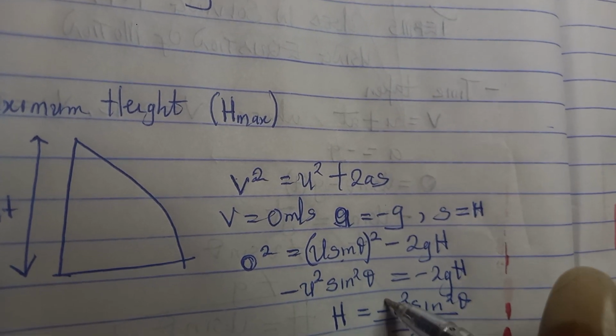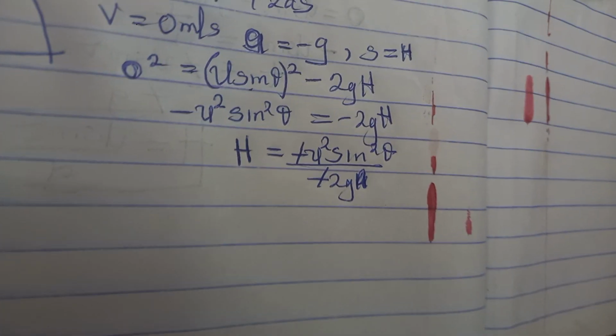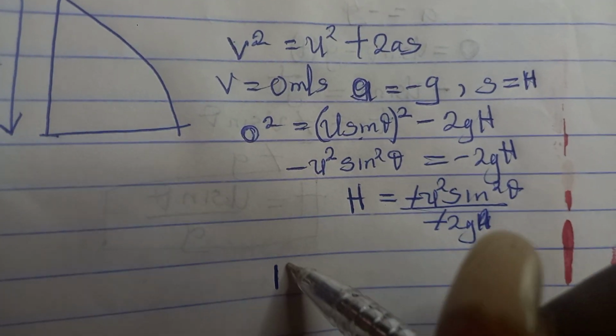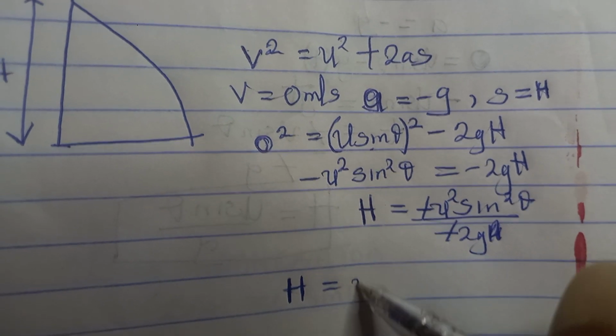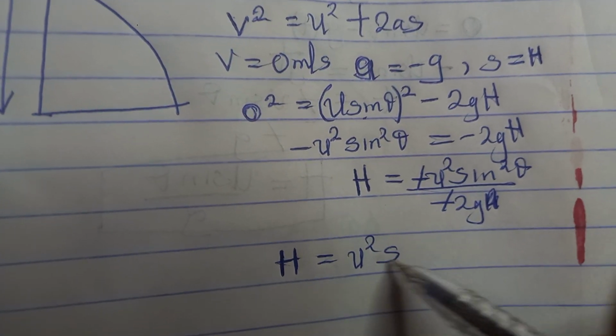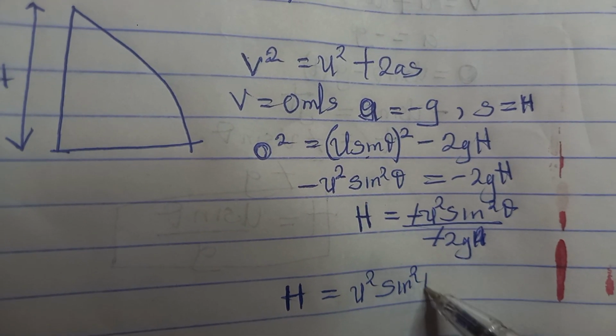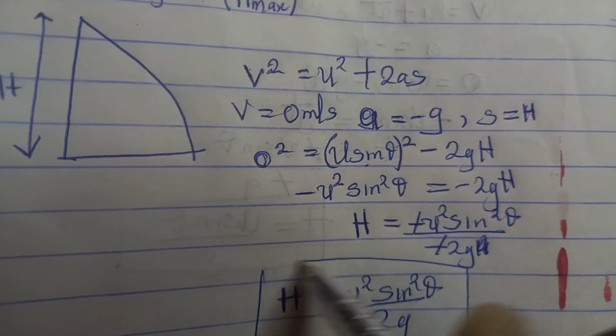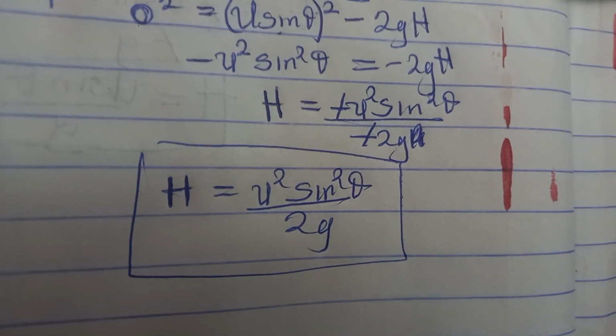Minus is common, cancel it out. So we have h as the final maximum height equation: u squared sin squared theta over 2g. This is the maximum height of the projectile.